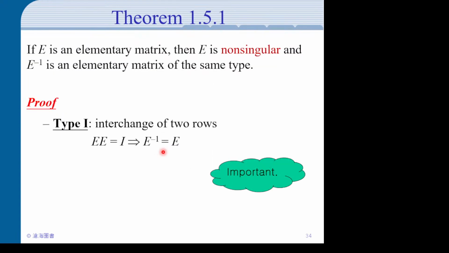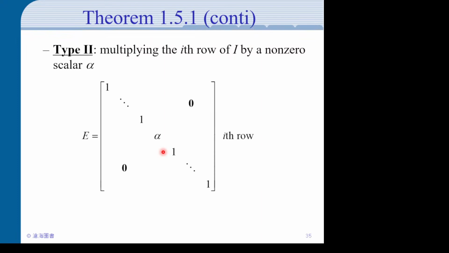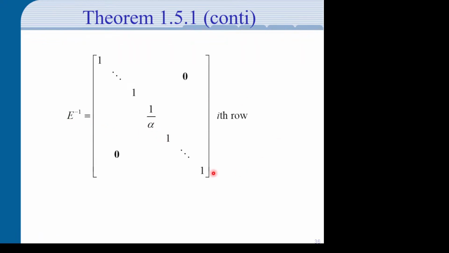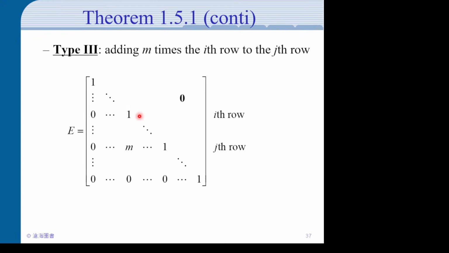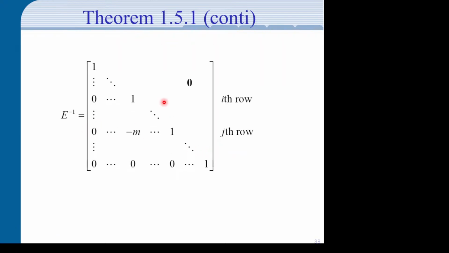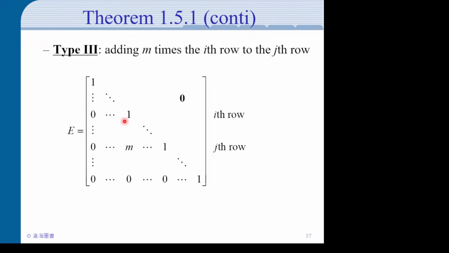And the second type is you multiply some row by a scalar alpha, then for the inverse, you just multiply that row by 1 over alpha. Okay. And then type 3 is a little weird, so you add some row m times to another row, and the inverse is a bit non-trivial, but anyway it's invertible, so you just add minus m times, you subtract it out again. Yeah, so that's the inverse.